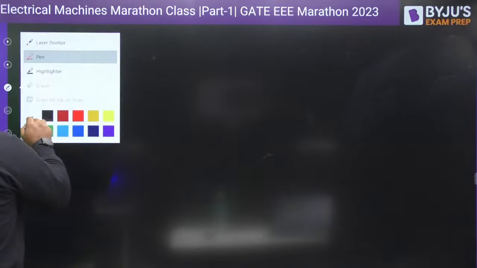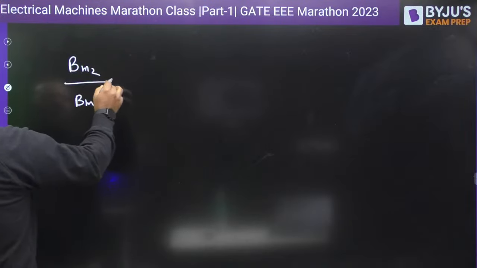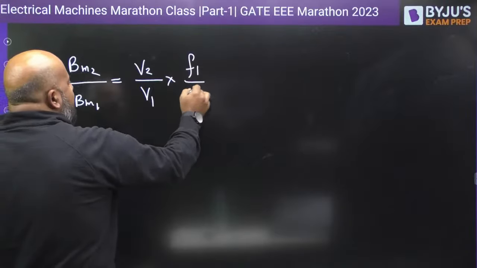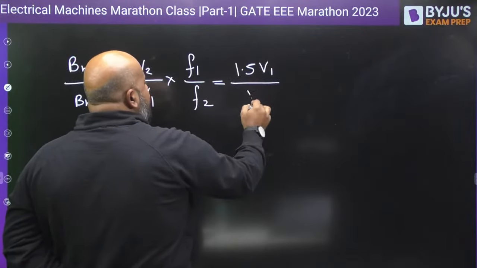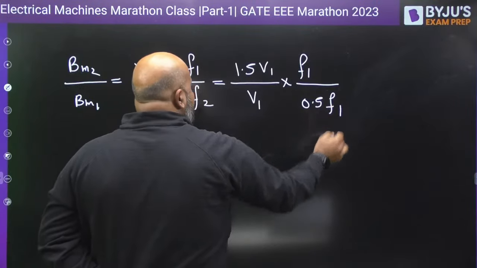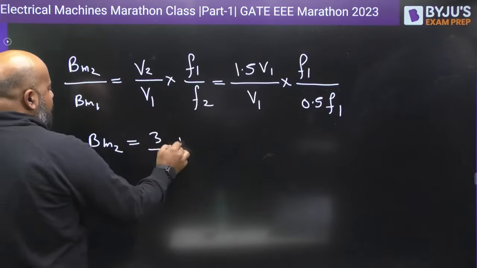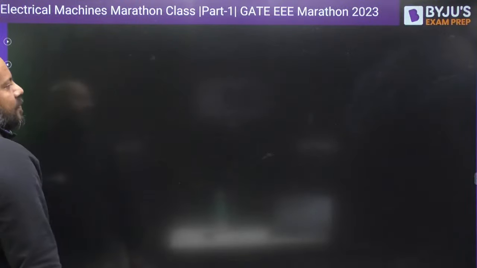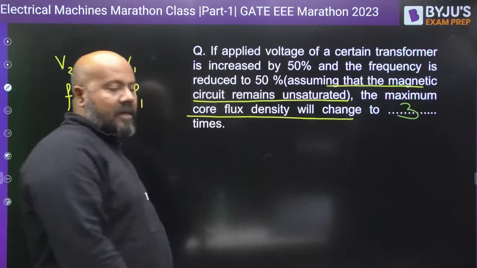So you can write Bm2 upon Bm1, it is going to be V2 upon V1, and this is going to be F1 upon F2. V2 is 1.5 times V1 and F2 is 0.5 times F1. So simplify this, you will be getting Bm2 as 3 times Bm1. So what is the correct answer? The maximum core flux density will change to 3 times.